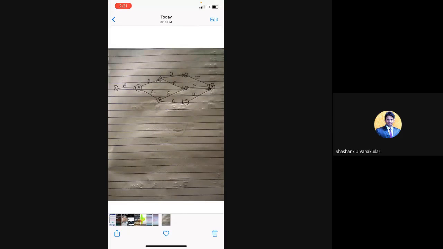So here 1 to 2 connects activity A, and 2 to 3 connects activity B, and similarly 2 to 4 connects activity C. That's right. And 3 to 6 connects activity D. Very good.